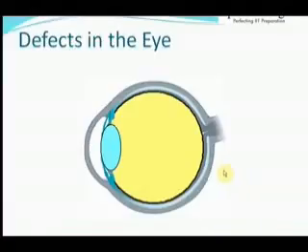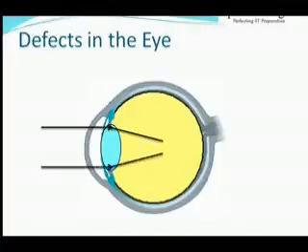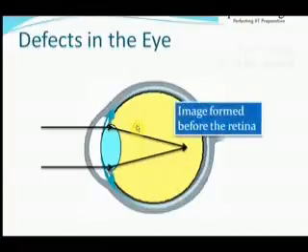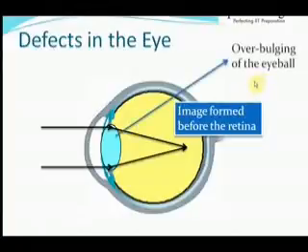Now let's study some defects in the eye. The defects in the eye are mainly caused because the image is not formed on the retina due to some reason. It's formed before the retina or it's formed after the retina. Let's first study myopia, a common defect in young people. In this case, the image is formed just before the retina. That is, the rays converge before the retina, like this. This generally happens because of over-bulging of the eyeball. You see, the lens of the eye becomes so powerful that it converges the rays before the retina itself.